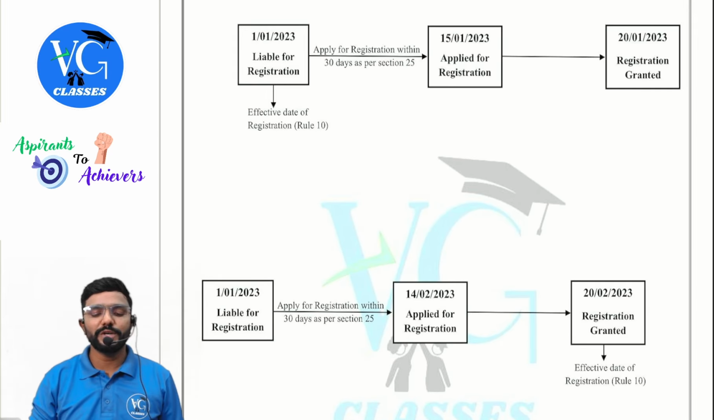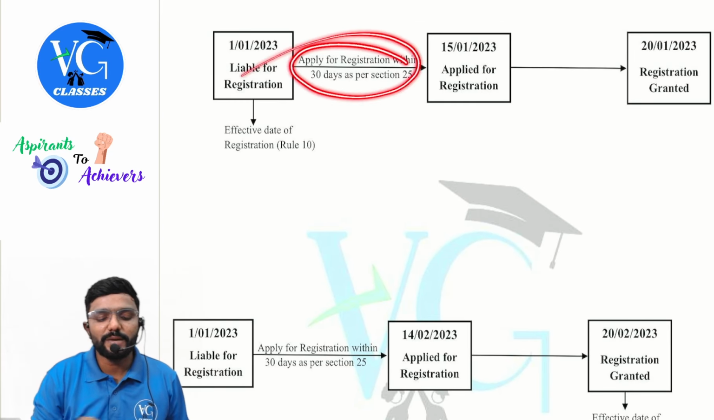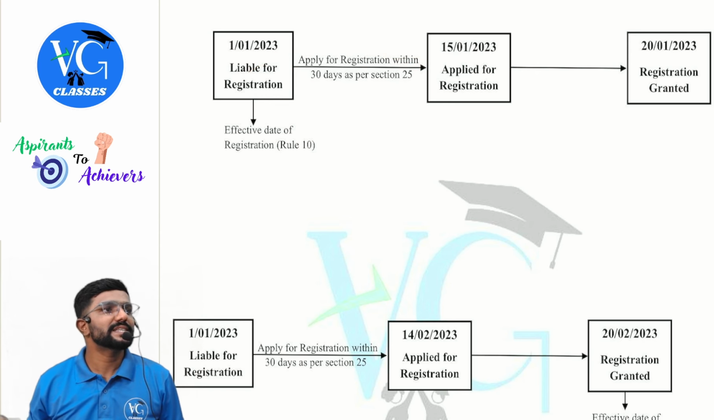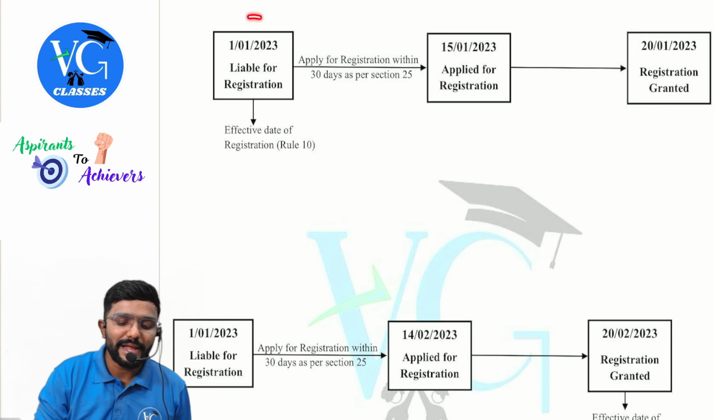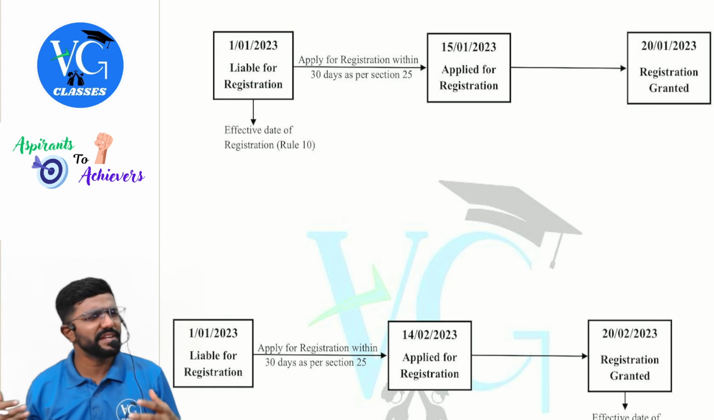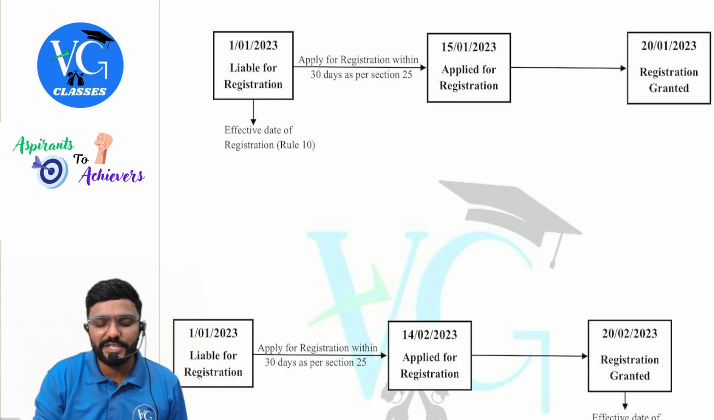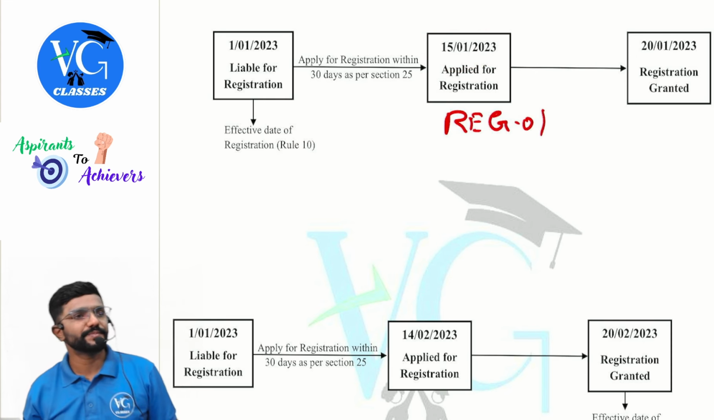Listen here. Sir, what is Rule 10 of the registration chapter telling us? Section 25 tells that once you are liable to registration, you have to apply within 30 days, guys. Section 25 of the registration topic talks about the procedure for registration. Assume I am liable for registration on 1st January, due to any reason. I have to register now. Within 30 days, I have to apply for registration in GST REG-01. Sir, I applied on 15th January only. Very good, sir. In REG-01, I applied.